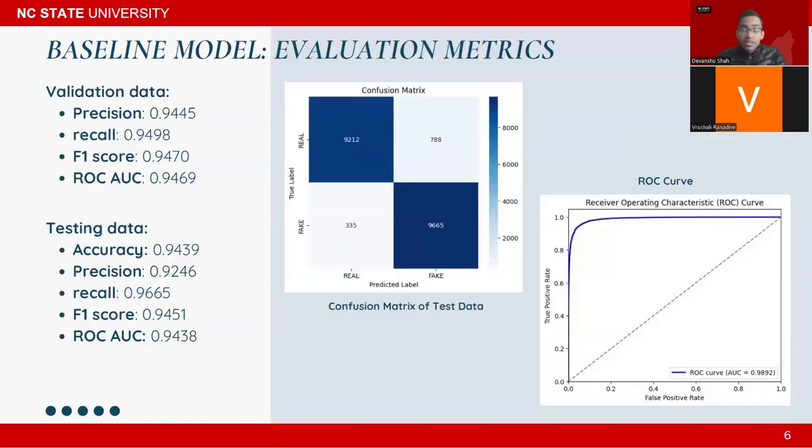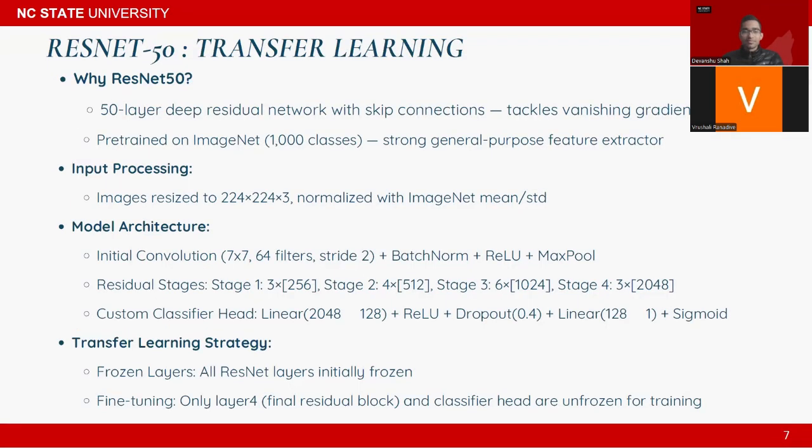On validation data, the baseline CNN achieved a precision of 94.45%, recall of 94.98%, and F1 score of 94.70%. On the test set, it attained an accuracy of 94.39%. The ROC curve and confusion matrix highlighted good model performance, though we saw room for improvement, especially in reducing false positives. We implemented a transfer learning approach using ResNet 50.